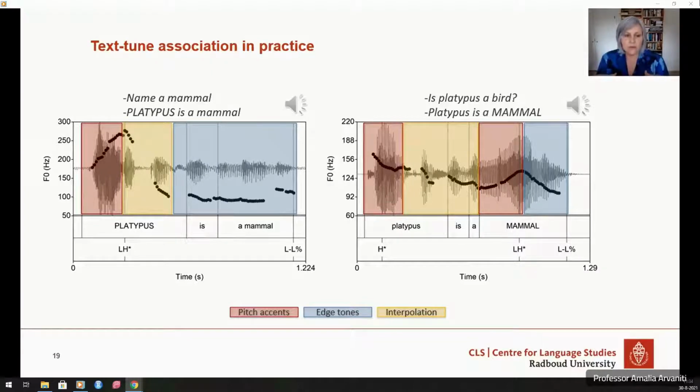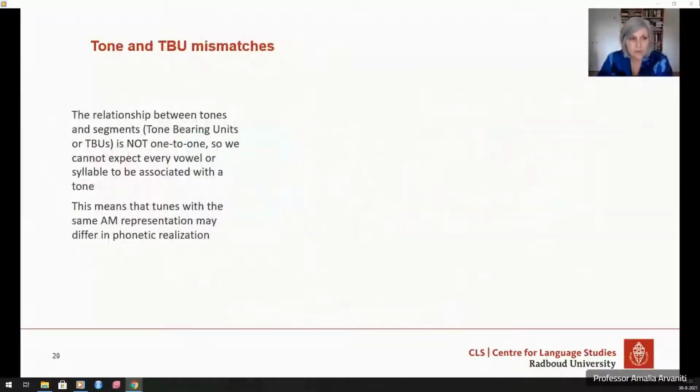Now, what this example is meant to show you is how the representations from AM can be converted into actual F0, and how AM can make predictions that these things will be different. So, for instance, we can predict particularly well that the realization of the edge tones in the first tune will be very different from that in the second. Now, the other thing that this shows you is that the tones and TBUs may show mismatches. This is because the relationship between tones and tone-bearing units in AM is not expected to be one-to-one. We don't expect every vowel or every syllable to be associated with a tone, and that is one of the reasons why we have these very different phonetic realizations.